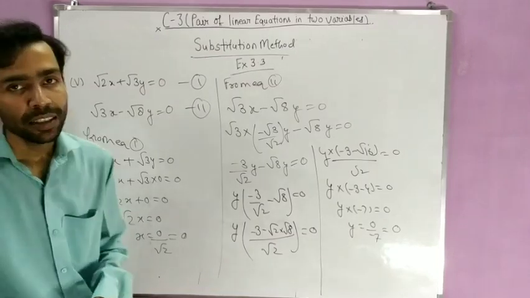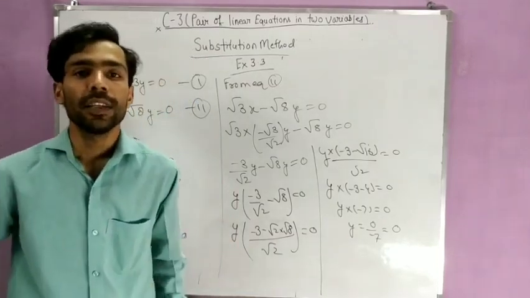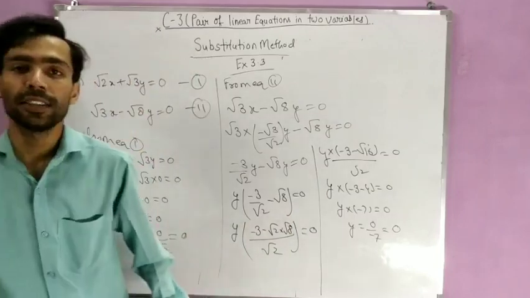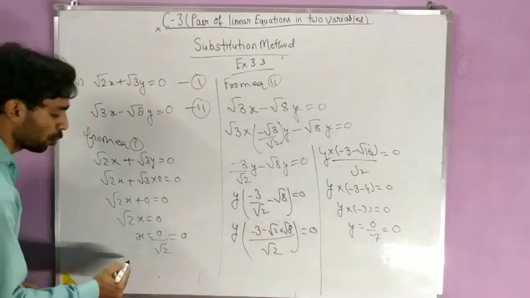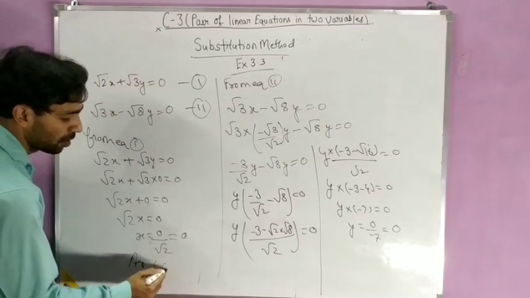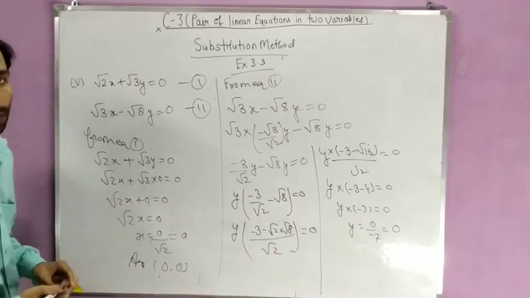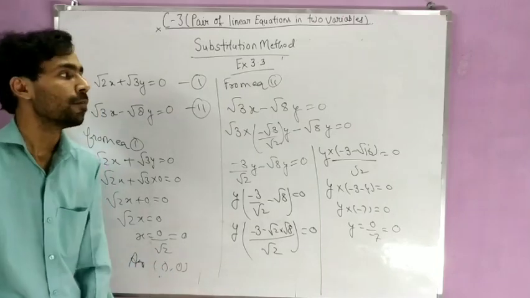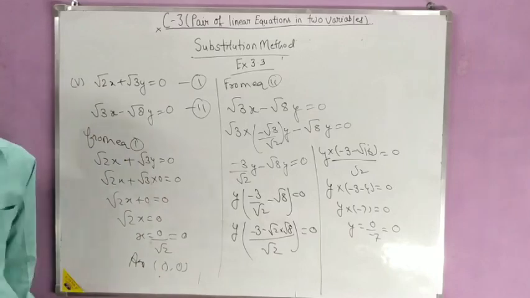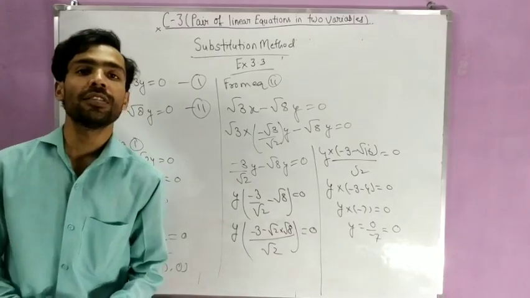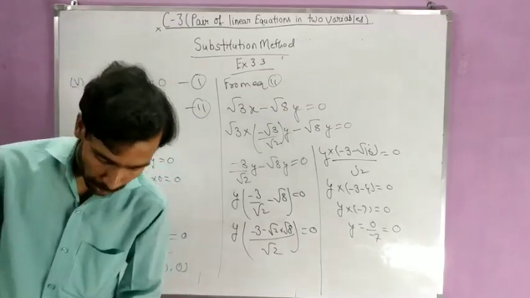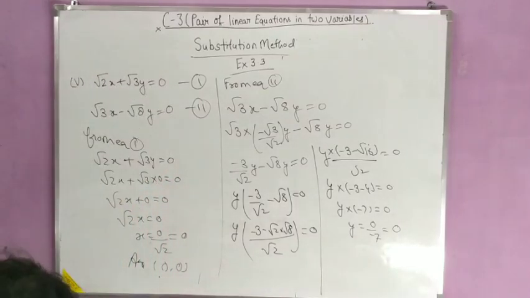So it means that the value of x and y from these two equations comes 0 and 0. So your solution will be 0 comma 0. Okay, 0 is the value of x and the second 0 is the value of y. So basically this is the method to solve linear equations in two variables by the method of substitution. Okay, I hope it is clear to all of you.